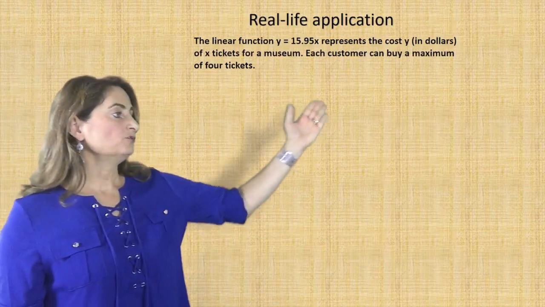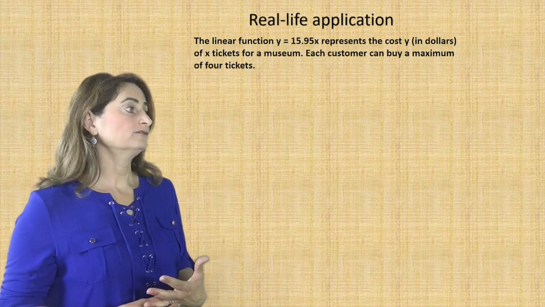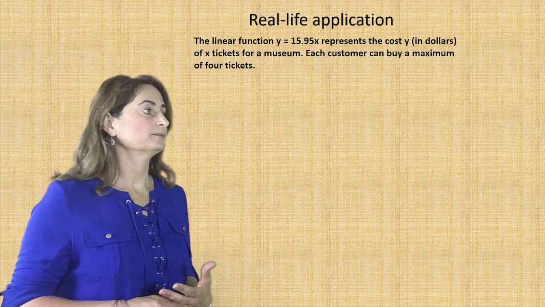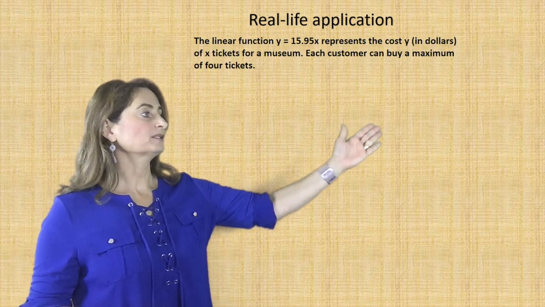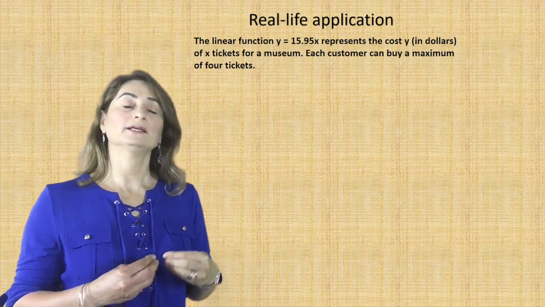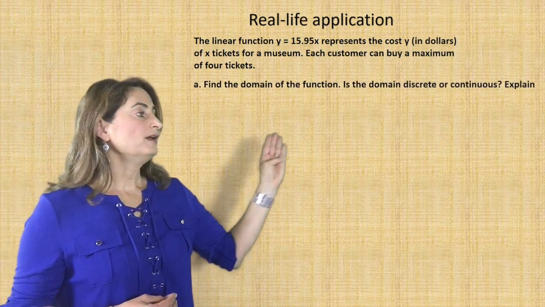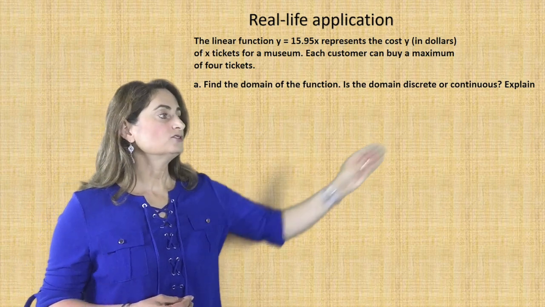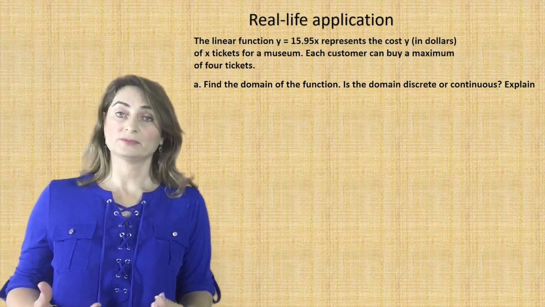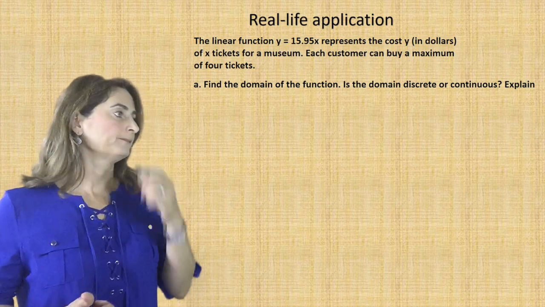The linear function y = 15.9x represents the cost y in dollars of x tickets for a museum. Each customer can buy a maximum of 4 tickets. So the domain is the x and the range is the y. Find the domain of the function. Is the domain discrete or continuous? Explain. Again, the domain is x. I'm going to continue saying that so you guys don't forget.